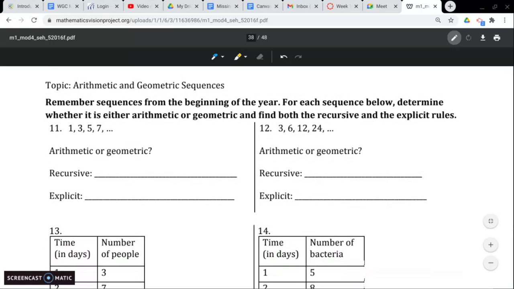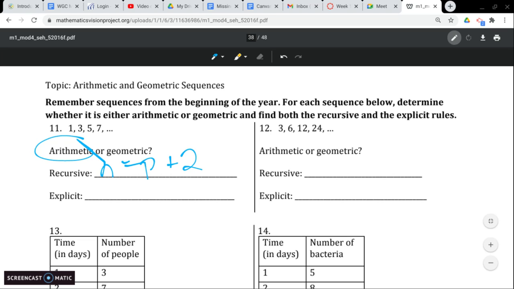So remember sequences from the beginning of the year. For each sequence below, determine whether it's either arithmetic or geometric and find both the recursive and explicit rules. So for number 11, 1, 3, 5, 7. Are we adding or subtracting, or are we adding or multiplying to get between these? We are adding, which means it's arithmetic. What are we adding by? 2. So now equals previous plus 2.